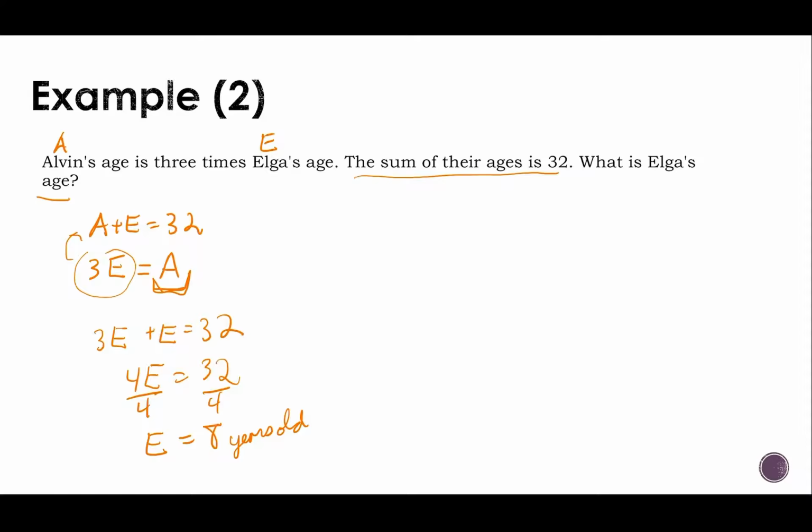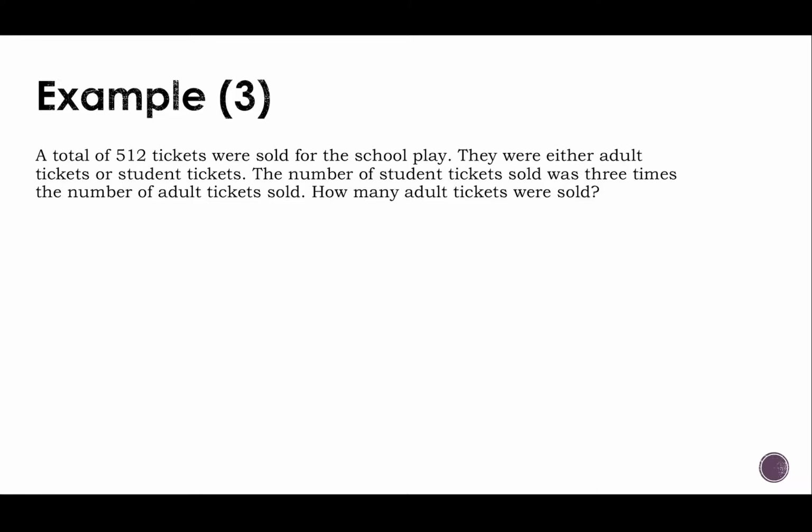Because this question's asking me for Elga's age, right? I now also could substitute back in and solve for Alvin's age, but that's not what this problem is asking us to do. So you need to be clear what a problem is asking. Because if I accidentally solve for Alvin's age and put that in, I would get that incorrect. And just in case you're wondering, Alvin would be 24. Check that yourself. Okay, example 3.